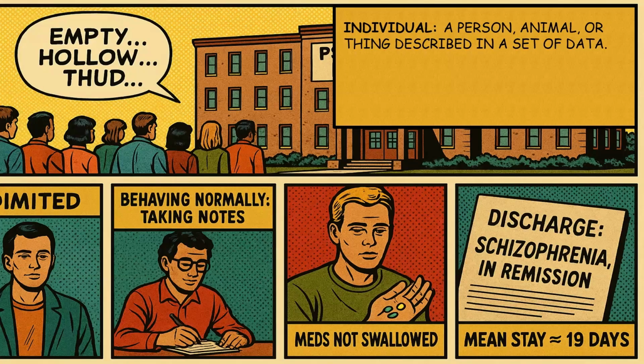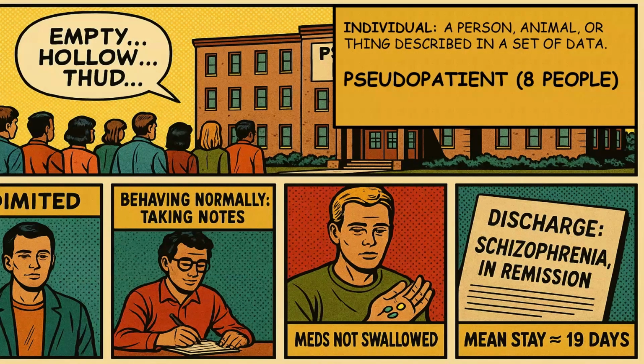So on the one hand, in this study, we have the individual of pseudo patients, right? So the pseudo patients, they were 8 people, and they were described in a set of data. They were described, for example, in terms of how long they stayed in the hospital, somewhere between 7 and 52 days for each of them, average of 19. So in this study, the pseudo patients, each one of them would be an individual.